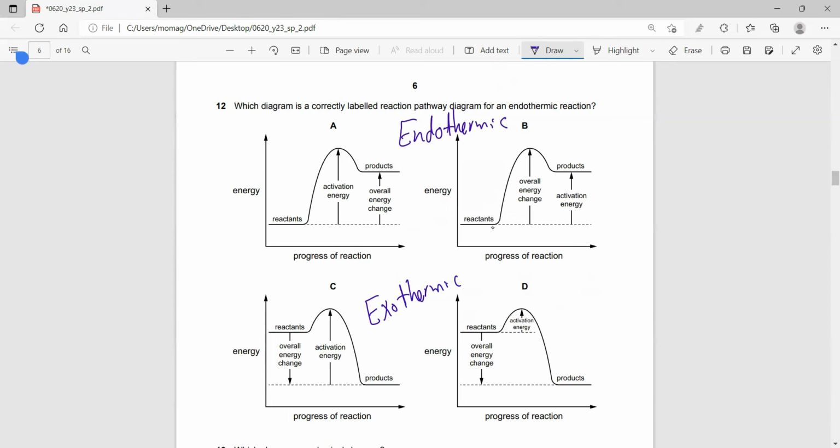Activation energy is the level between the reactants and the peak. Here, the activation energy is shown between the reactants and the products. This is a mistake. Why? Because this gap is the overall energy change. So I've done it. It is endothermic, so C and D are wrong. Why? Because they are exothermic. So here, either A or B. Of course, we cancel B to go for option A.